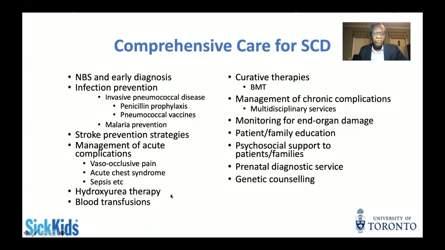Hydroxyurea therapy is an effective disease-modifying therapy and should be offered to patients with sickle cell anemia from 9 months of age. Blood transfusions are critical, particularly to prevent stroke and to prevent recurrence of stroke. Curative therapies are becoming increasingly available, and in some centers may be the only way to prevent recurrence of stroke in patients with severe vasculopathy. Management of chronic complications using multidisciplinary services, monitoring for end organ damage, which should be done early so that we will be able to prevent or delay end organ damage.